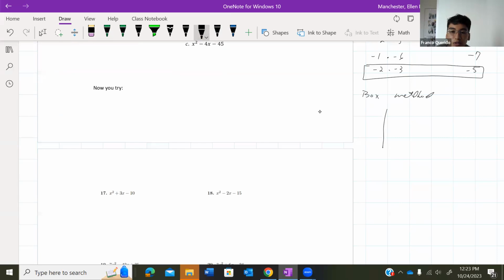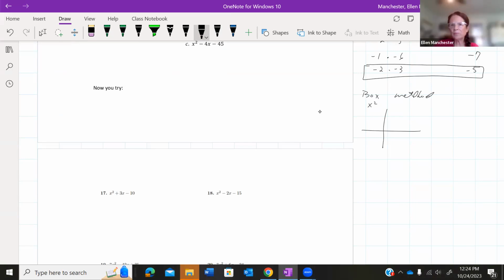So the box method, you make it kind of like a Punnett square. Yeah, you can do it that way too. And then on the top left always goes the x squared. And then on the bottom right is just the number.